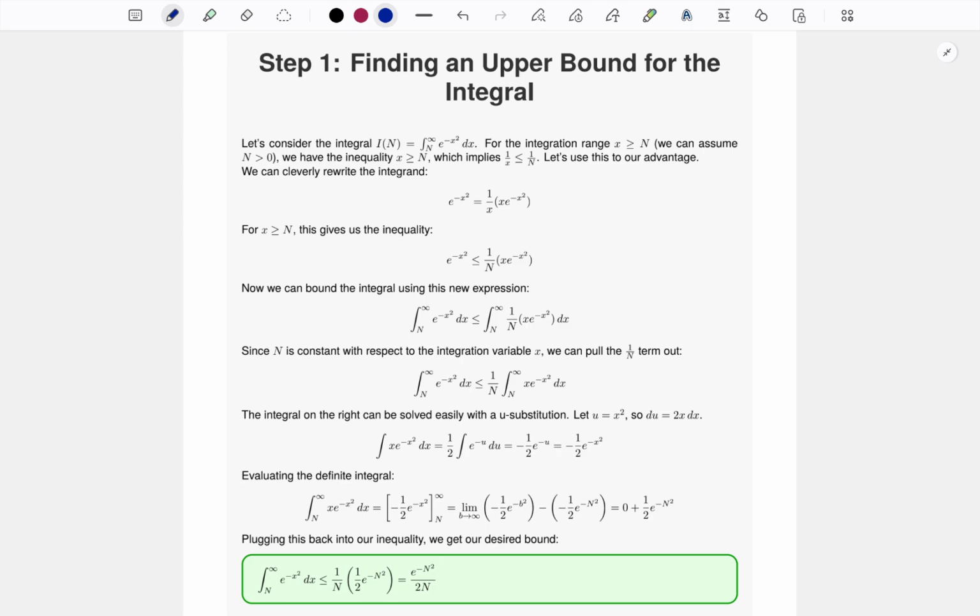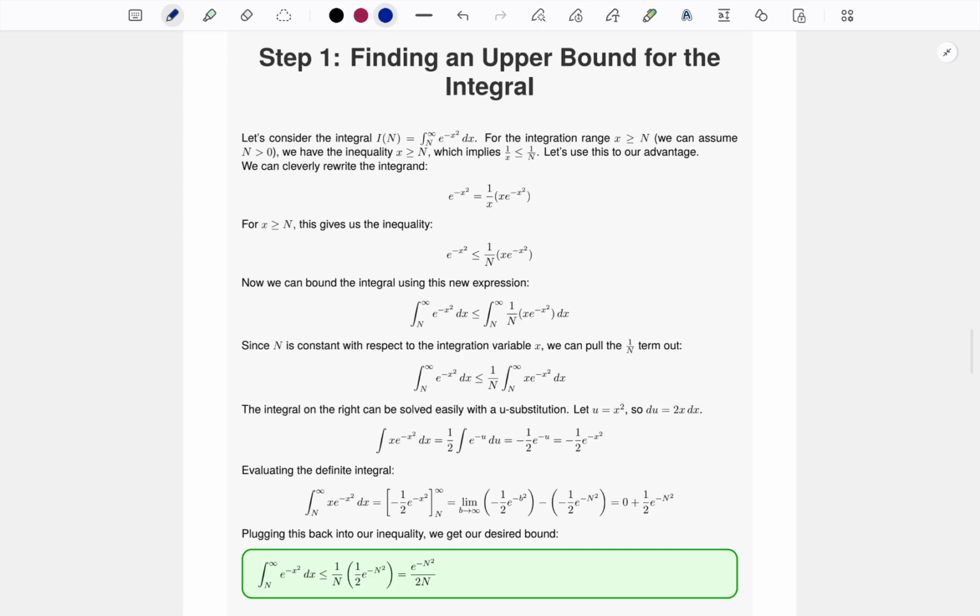let's consider the integral I(n) given by the integral from n to infinity e to the power minus x squared dx. Now the variable x here is greater than or equal to n. What does this mean? This means 1 over x is less than or equal to 1 over n. Fine, we will be using this.